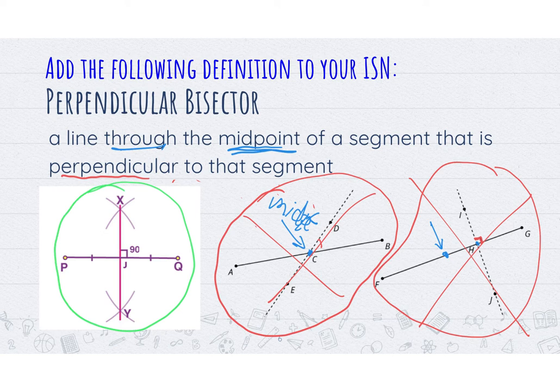So the first example, segment PQ, is being bisected by XY. We know that by these tick marks that show us that each of these segments, P to J and J to Q, are the same size. And notice the little square box there that tells us that that's a 90-degree angle that's perpendicular. So when you're looking at perpendicular bisectors, that's what you're looking for. Both pieces of the puzzle have to be there. So if you haven't gotten that definition in your notes, pause the video, get that written down. Draw the example to help you as you move forward. And then I will see you at the next slide.